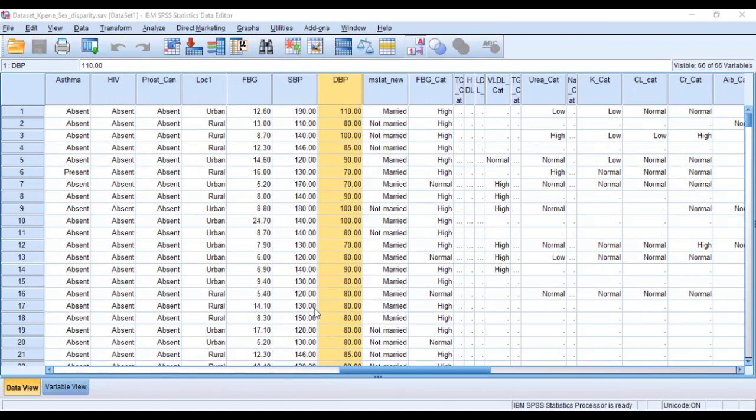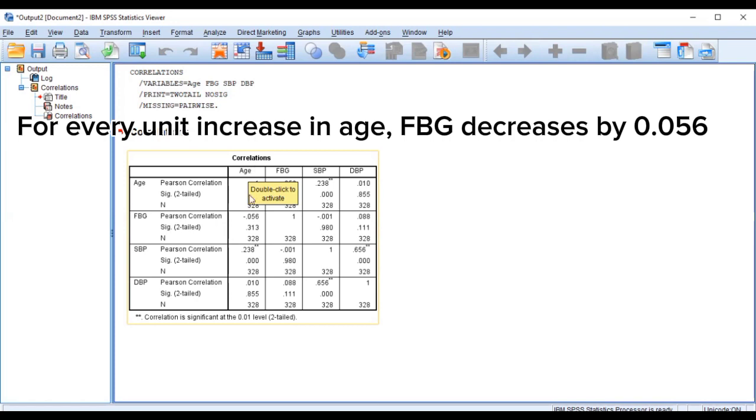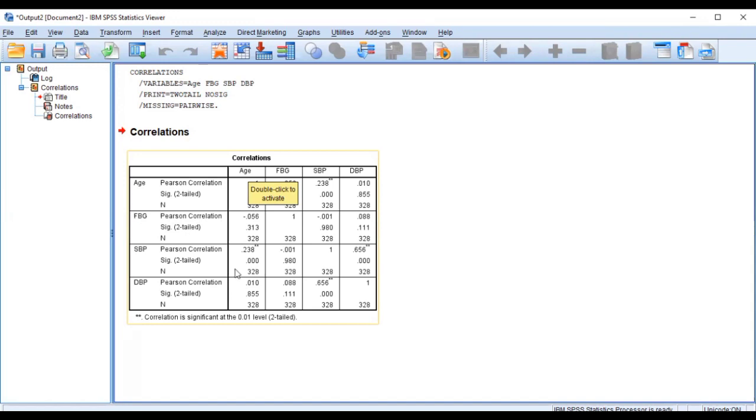So this is the output. So the relationship between age and fasting blood glucose is a -1, and then the coefficient of correlation is 0.056, which is quite low. So this is a weak, very weak negative association between age and fasting blood glucose. What it means is that whilst an individual's age is increasing, the fasting blood glucose is decreasing by this. And same can be applicable to the other variables that we can find here.